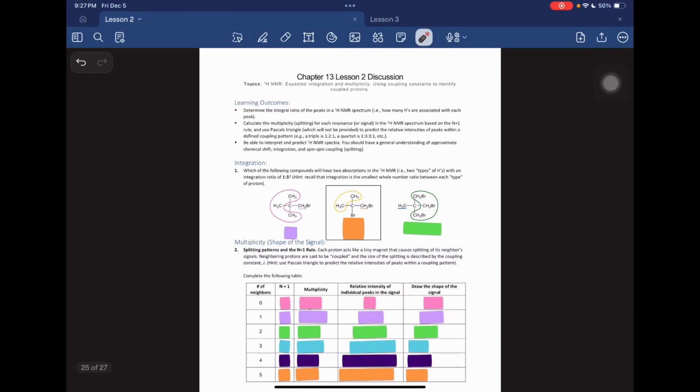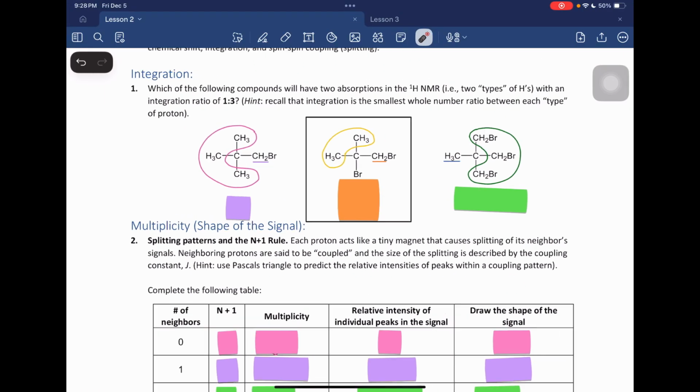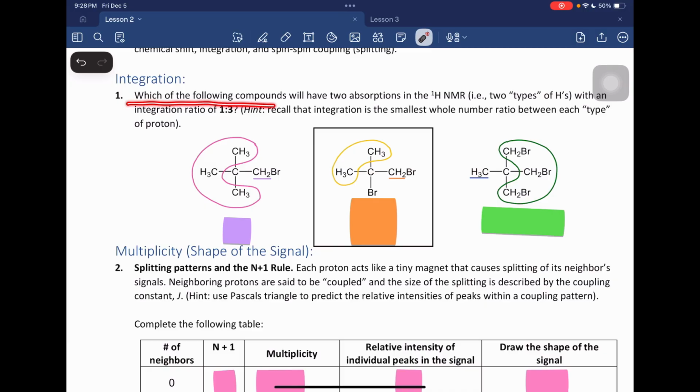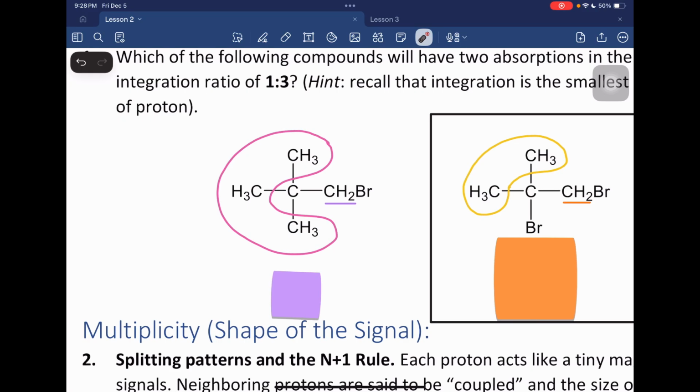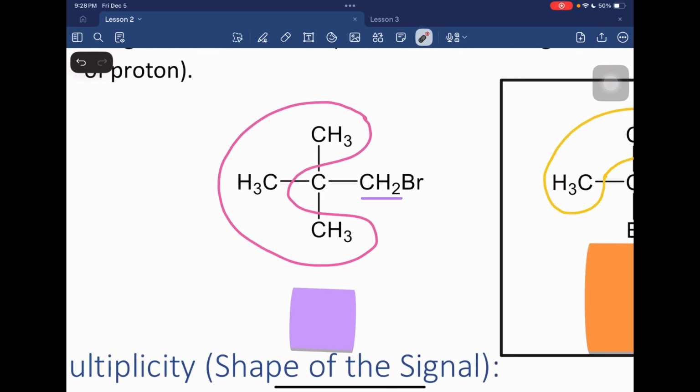Okay, so this is chapter 13, lesson 2. The first question is, which of the following compounds will have two absorptions with the integration ratio 1 to 3? So here, this is going to go back to a concept from the last lesson, right? These are connected by carbon-carbon rotation, right?